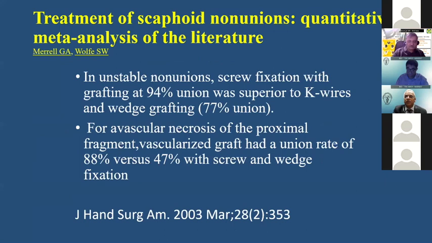Going on further, the quantitative meta-analysis of literature shows that for unstable non-unions, screw fixation with grafting gives 94% union, superior to K-wires and wedge grafting. And whenever there is avascular necrosis of either the proximal or the distal fragment, vascularized bone graft had a union rate of 88% versus 47% compared to the screw and wedge graft.